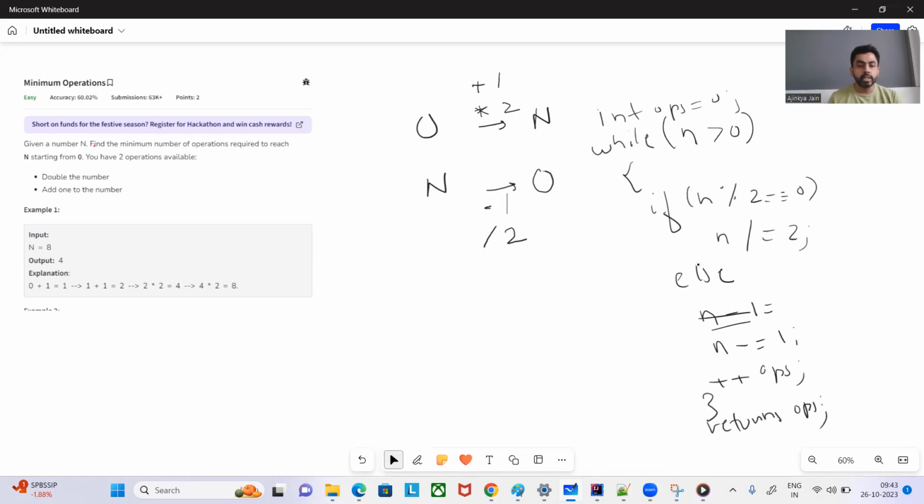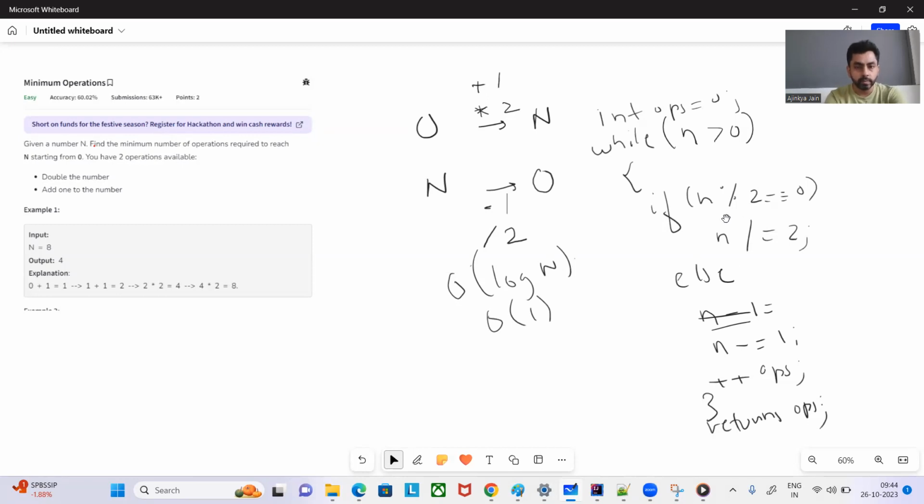So what we are doing is, each time when there is an even number, we are dividing the number by 2, and otherwise if it is odd, we are subtracting by 1. So what will be the time complexity here? Whenever there is an even number, we are making the number into half, so the time complexity here will be O of log n. And space complexity will be O of 1. We are not taking any space. So this is the way to solve the problem.